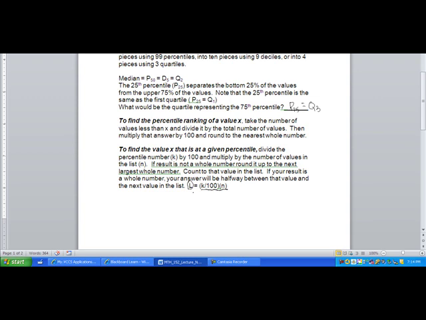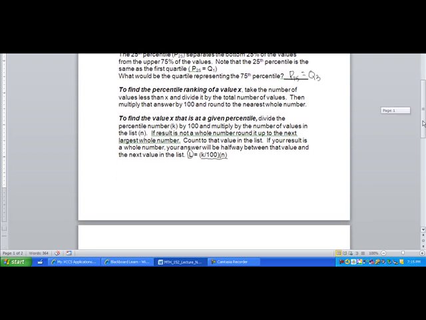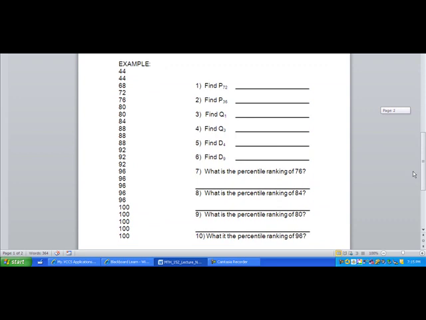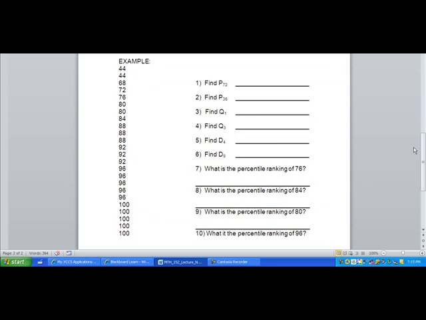And if the result is a whole number, your answer will be halfway between that value and the next value. Okay, I'm sure that all of this sounds like a foreign language right now. So let's start with our list of numbers, and I've already put these in order. These are some quiz scores or test scores. I'm not sure which. And so how would we go about finding these?